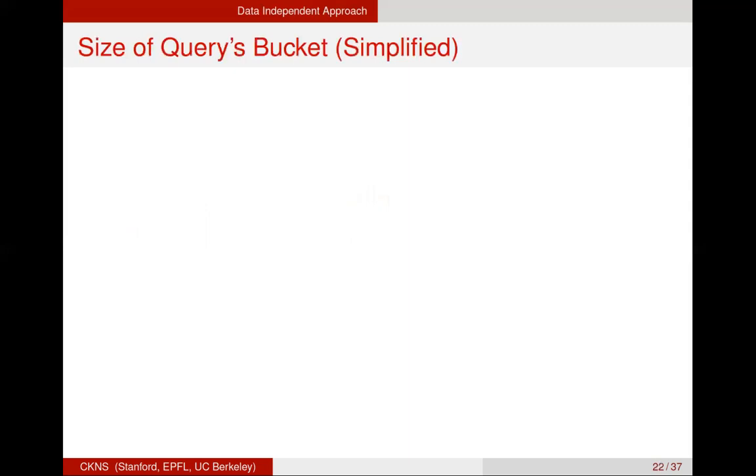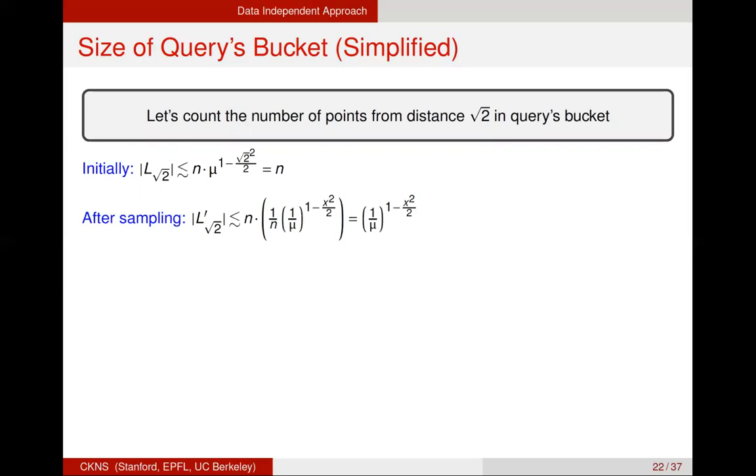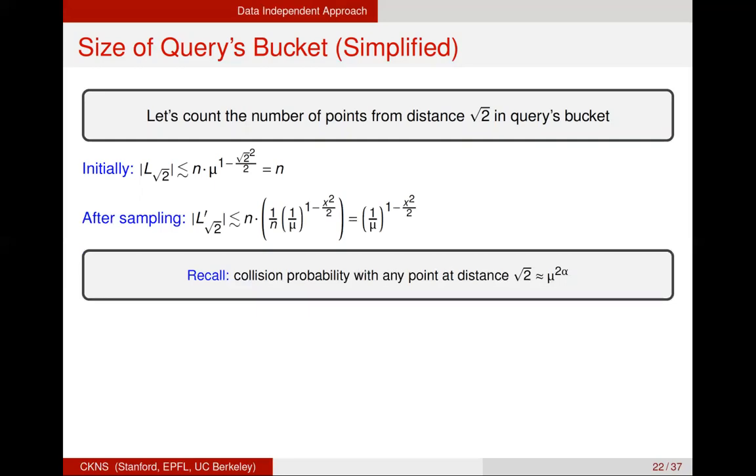Now let's do the analysis of the query's bucket size. For now, let's look at points from distance root 2 in the query's bucket. Initially, we can have at most n points from root 2 in our dataset. After subsampling, we are going to have at most 1 over mu raised to the power 1 minus x squared by 2 in expectation. Now we use Andoni-Indyk LSH to hash these points. What is the collision probability for points at distance root 2? This is approximately equal to mu raised to the power 2 alpha.